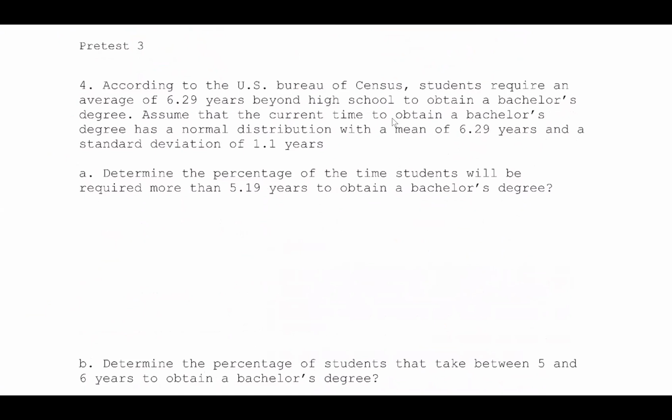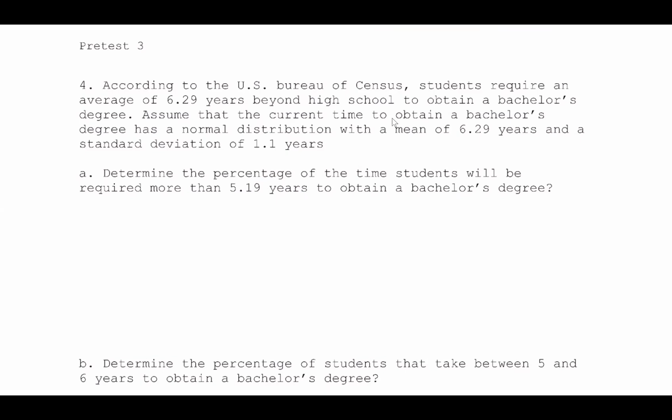All right, so let's do number 4. So number 4 is essentially gonna be the same thing that we've been doing for the last 3 problems. The only thing different is an actual word problem. So for this one says, according to the U.S. Bureau of Census, students require an average of 6.29 years beyond high school to attain a bachelor degree. Assume the current time to attain a bachelor degree has a normal distribution with a mean of 6.29 years and a standard deviation of 1.1 years.